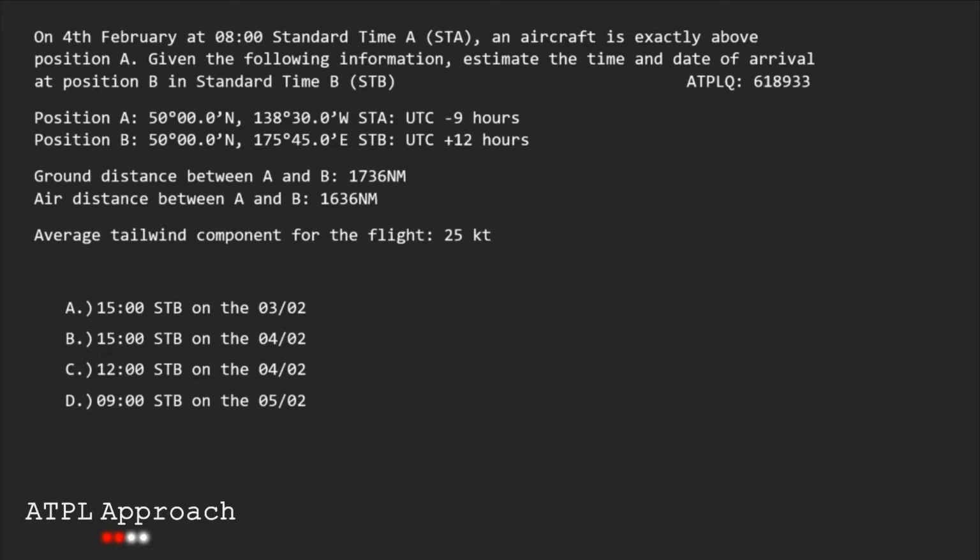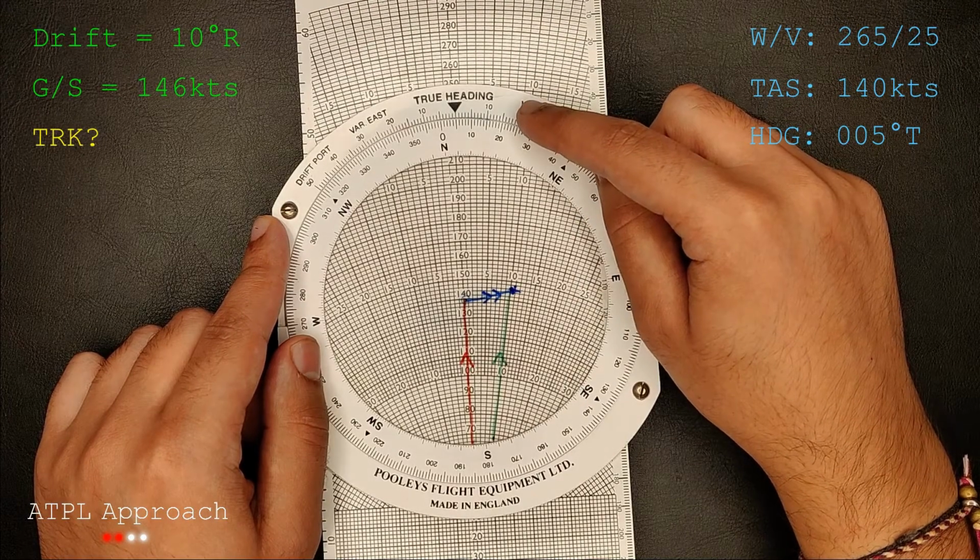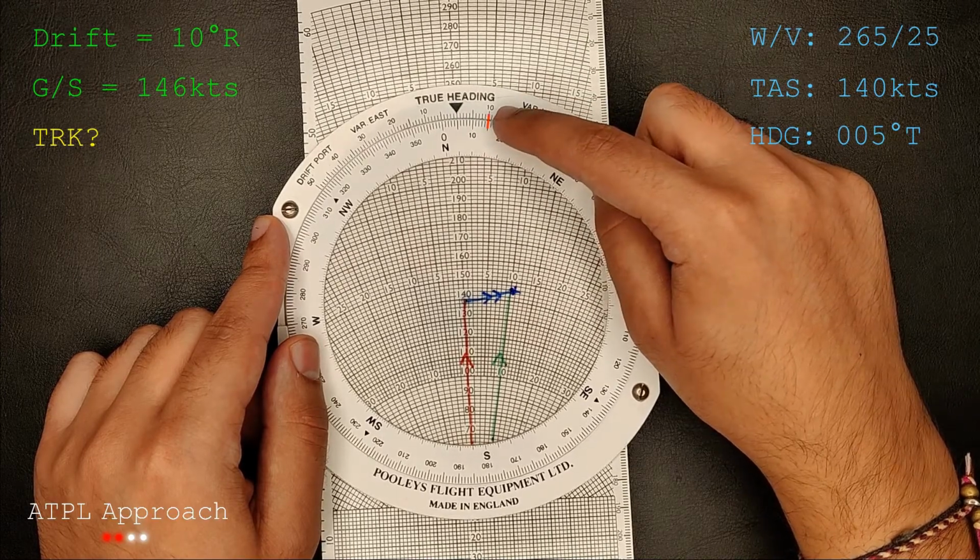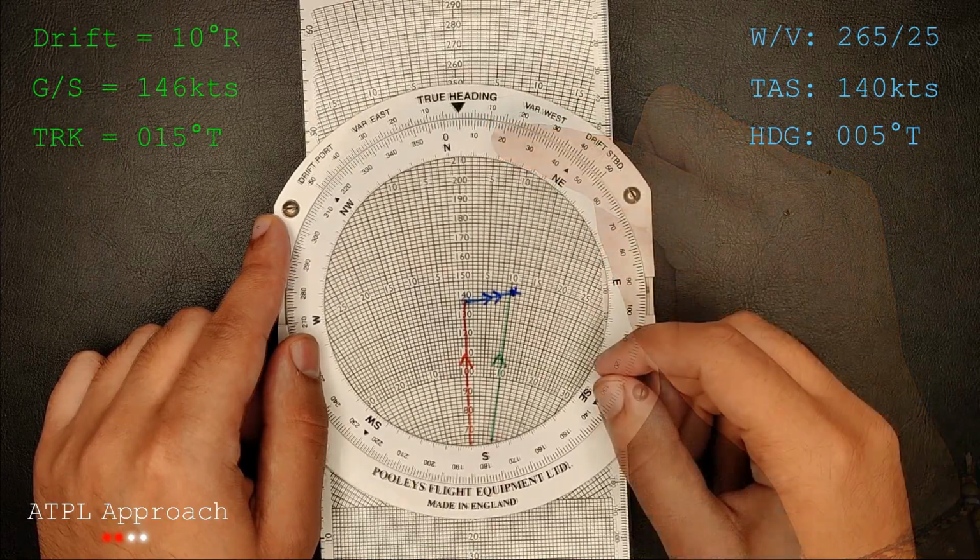We are helpfully given the conversion to get from standard times to UTC. It then starts to talk about a ground distance of 1736 nautical miles between the points and an air distance of 1636 nautical miles. The difference is caused by a tailwind of 25 knots. To make sense of how that tailwind is causing the difference, the tailwind makes our ground speed higher than our true airspeed, so we can cover a larger ground distance compared to an air distance in a certain amount of time. I will be going into more detail regarding this in the Triangle of Velocities chapter in the flight computer course I will be releasing in the near future.